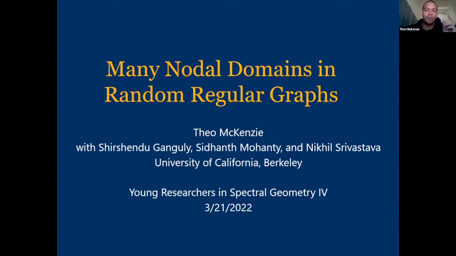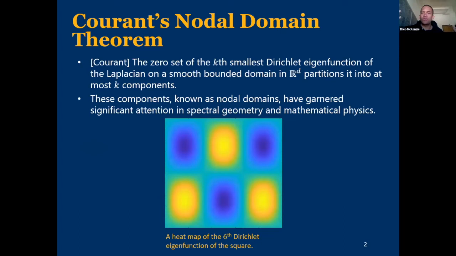Okay, so a good place to start thinking about nodal domains is Courant's nodal domain theorem, which says that if I take the kth smallest Dirichlet eigenfunction for the Laplacian on some smooth bounded domain in R^d, and I look at the zero set of this eigenfunction, then this partitions my domain into at most k components. You can see a very simple example that I generated in MATLAB of the sixth eigenfunction of the square. These components are what we call nodal domains.